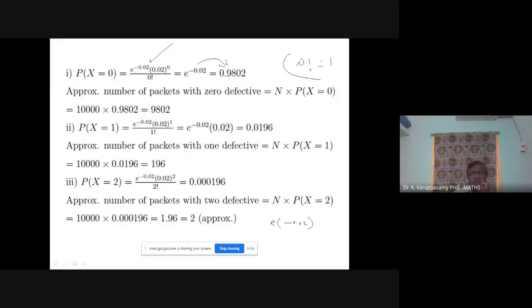Next, x equal to 1. X equal to 1 means 1 defective packet. Replace x value 1: e power minus 0.02, 0.02 power 1 divided by 1 factorial. In the same way, use the calculator. You get 0.0196.